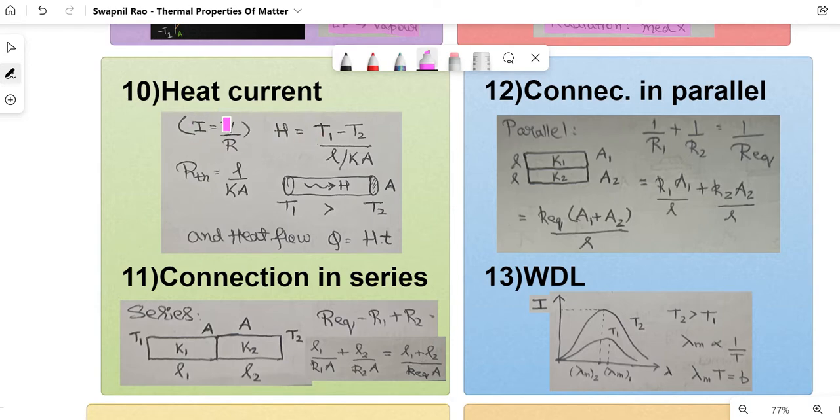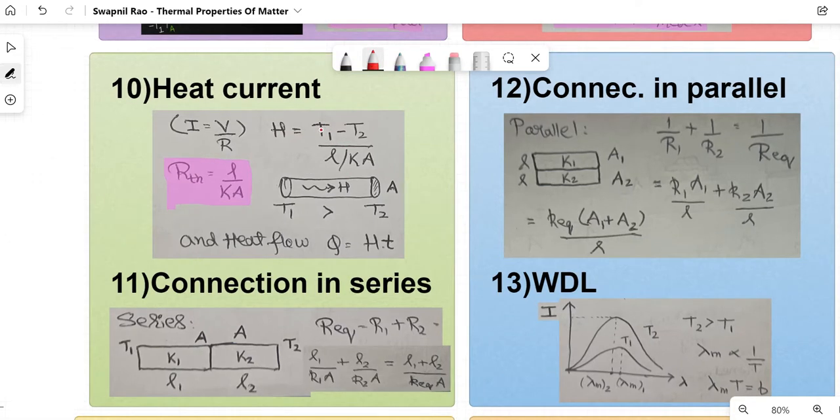The same way over here, instead of writing V as potential difference, you can write it as T, the temperature difference, and R over here is going to be R thermal, which is equal to L by Ka. As you can see, this is a formula, you have to know it. It is thermal resistance, which is given by RTH, which is equal to L by Ka, and K is the constant over here. So it is dependent on the material.